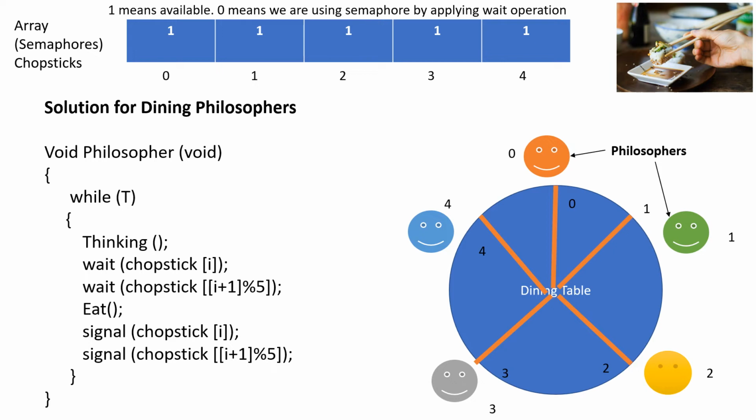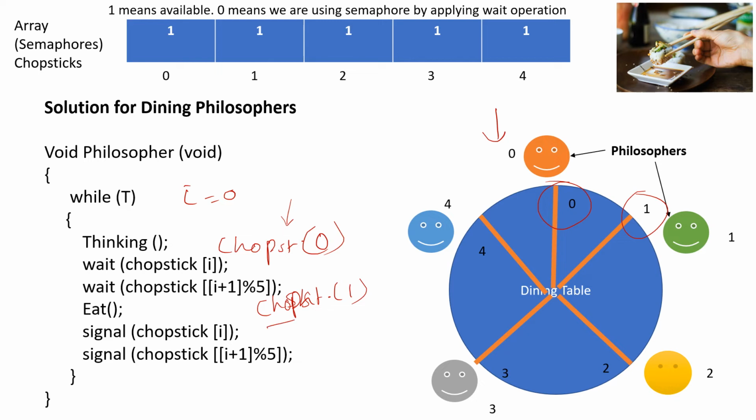Now, what is the disadvantage of this approach? Deadlock can occur. Initially, all chopsticks are available. Suppose philosopher 0 needs chopstick number 0 and chopstick number 1. So for I equal to 0, chopstick 0 is assigned, and this is chopstick 1.